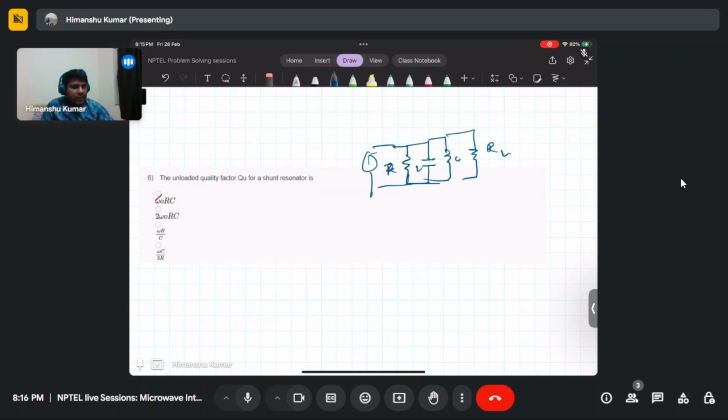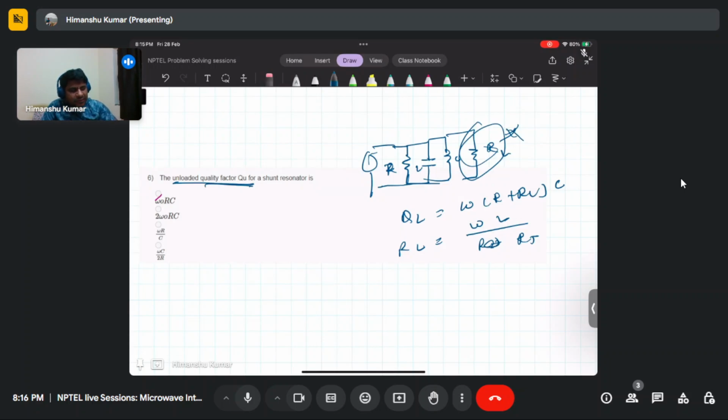For the shunt topology, the loaded quality factor QL will be equal to omega naught times (R plus RL) times C. And for series, the loaded Q will be omega naught L by R total. But here it's the unloaded quality factor, which means you are not connecting the load. So the unloaded quality factor for a shunt resonator is equal to omega naught times RC, as you can also derive.